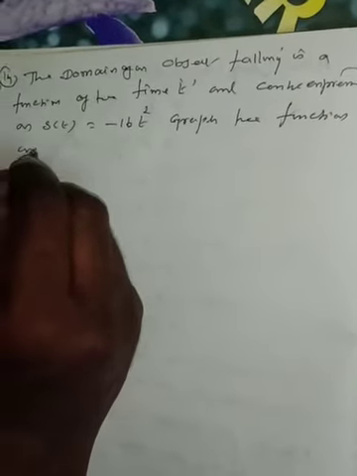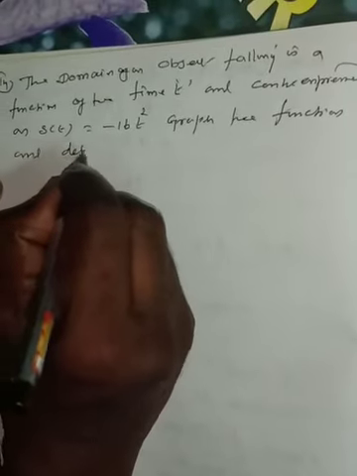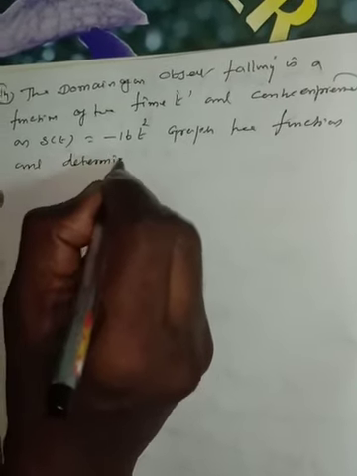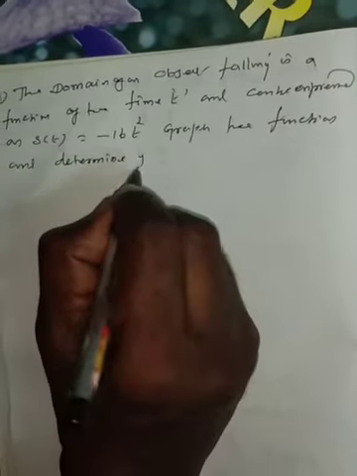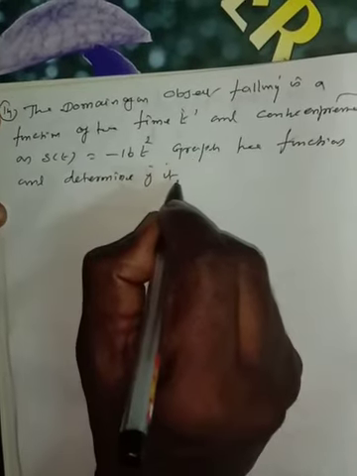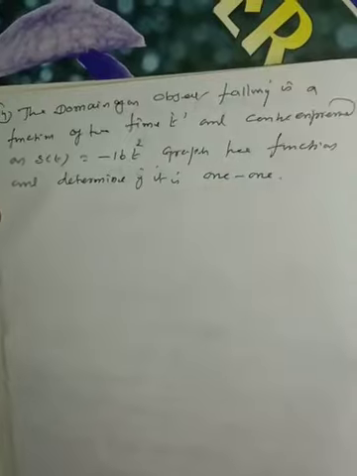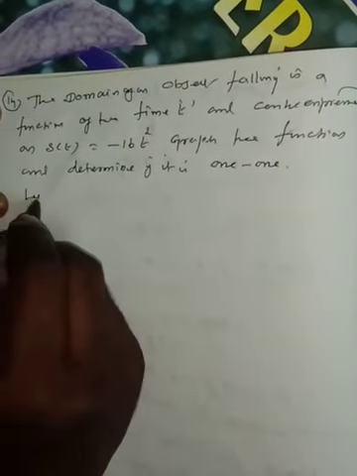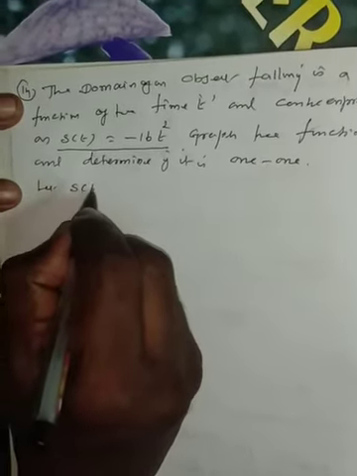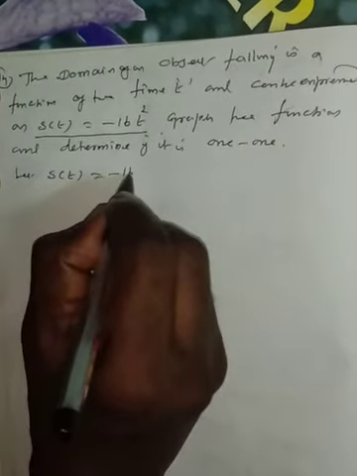And determine if it is 1-1. The function s of t is given by minus 16t square.